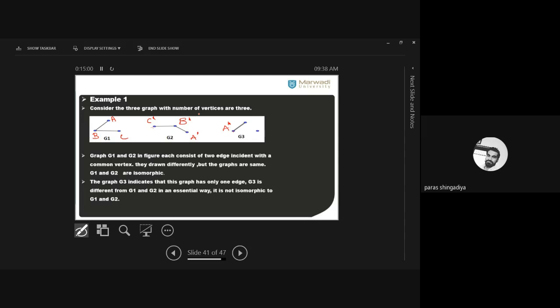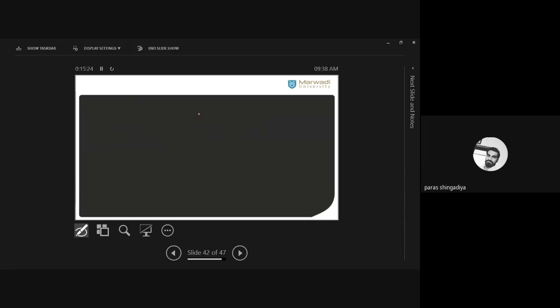The graph G3 indicates that this graph has only one edge, and G3 is different from G1 and G2 in an essential way. It is not isomorphic to G1 and G2. G3 is not isomorphic to G1, and G3 is not isomorphic to G2 also. Clear? Only G1 and G2 are isomorphic here. That is one simple example. Let us add some more examples.